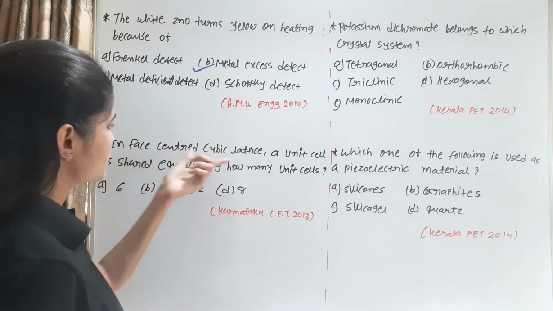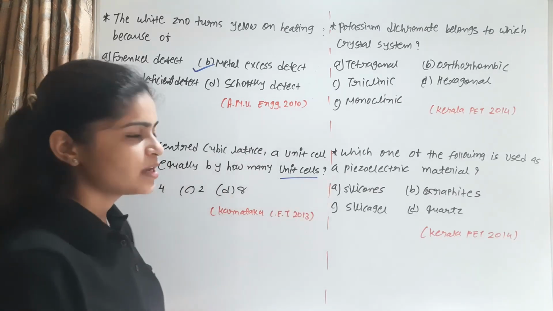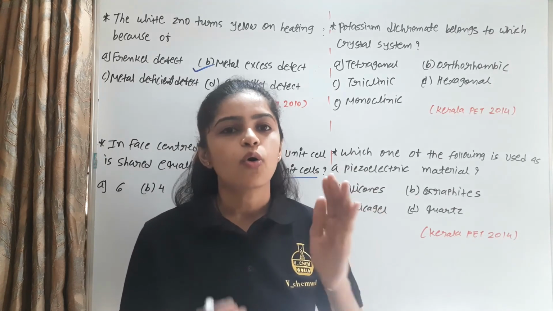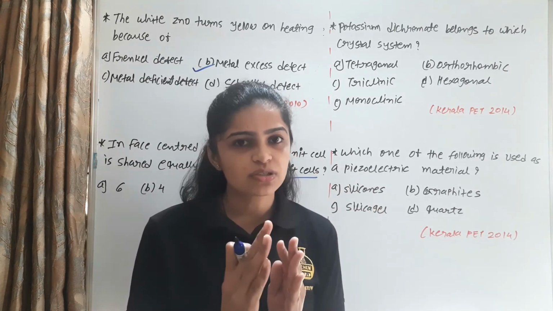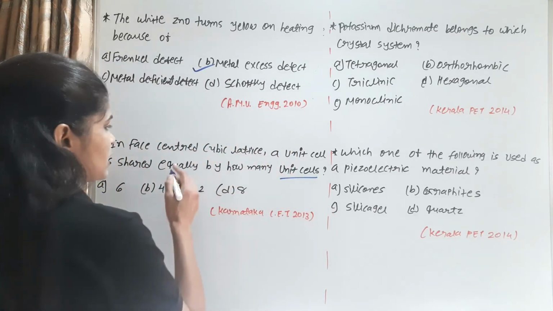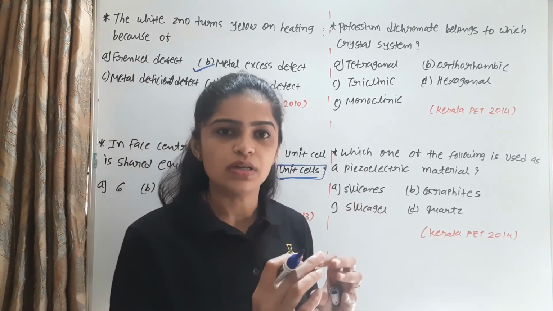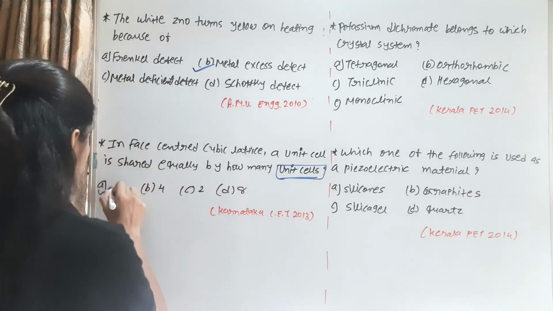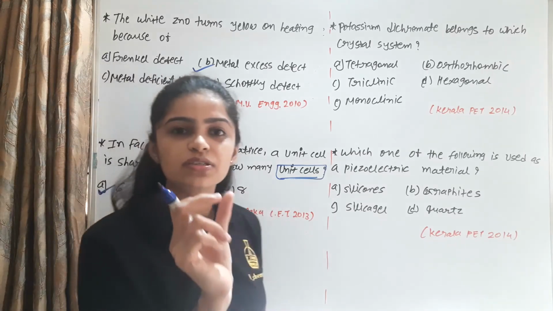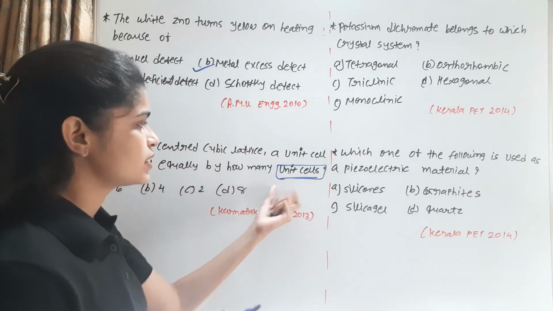Next, the face centered cubic lattice. A unit cell is shared equally by how many unit cells? We know that one unit cell has 6 faces, so one face's contribution is 1/2. But in this question, given is the unit cell shared equally by how many unit cells? So 6 faces are shared by 6 unit cells, so the answer is 6. And asked in the question is its contribution, so its contribution is 1/2, but it's shared with 6 unit cells.